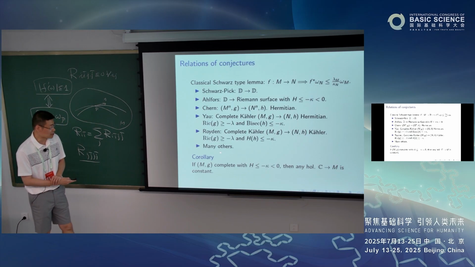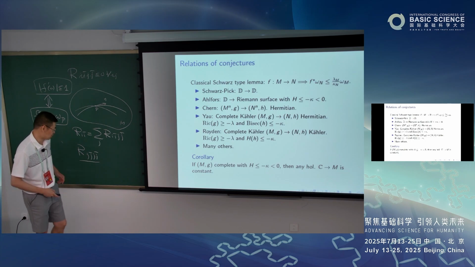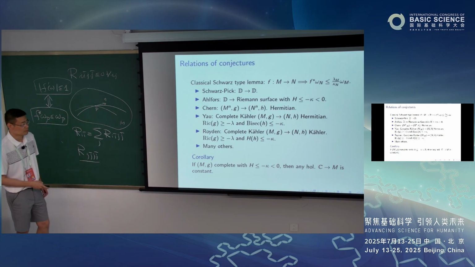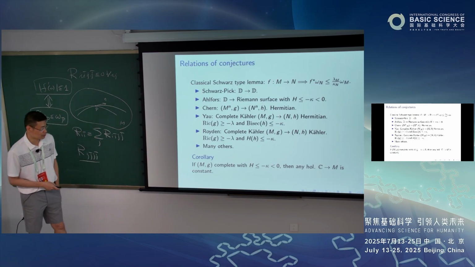And then Royden has an alternate version. Royden's version is that you look at the target, now it's Kähler. The target is also Kähler. In this case, Royden uses an averaging trick to replace bisectional curvature with holomorphic sectional curvature. So there are many other results. So just focus on this classical one.